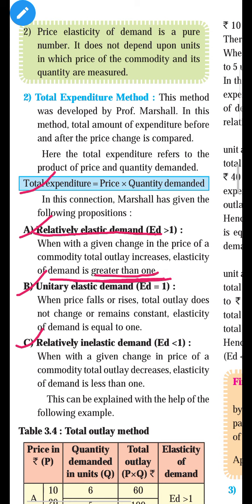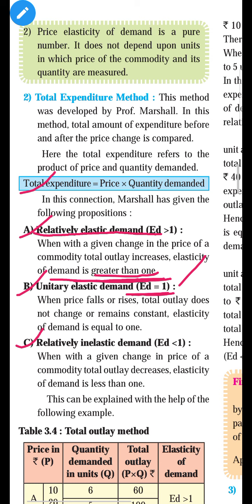What is the meaning of unitary elastic demand? Where the value comes equal to 1, ED is equal to 1. It means price and demand change by the same percentage. Price and demand increase or decrease by the same percentage. For example, a 10% fall in price brings exactly a 10% rise in demand. Price decreases by 10%, demand increases by 10%. So 10 upon 10 is 1.